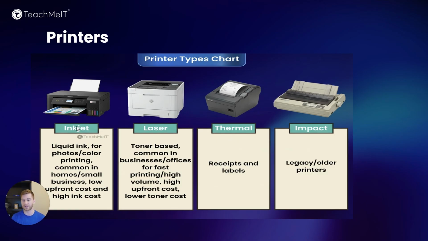Just remember inkjet, common with consumers, good for photos and color printing. Laser is common in offices, especially with duplex printing, and thermal is common with receipts and labels. Thermal is mainly used in like retail stores and things like that.